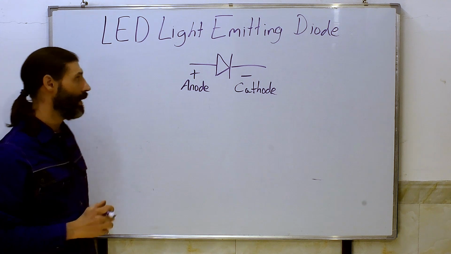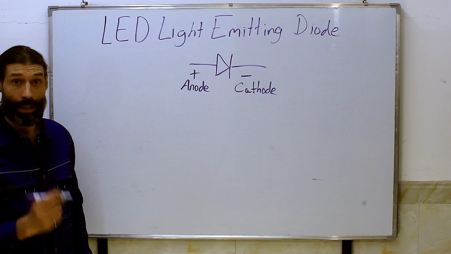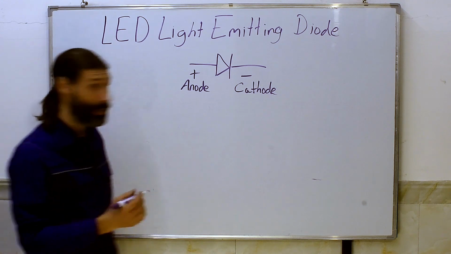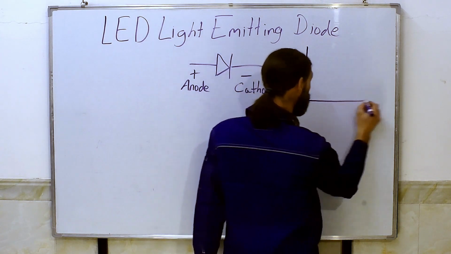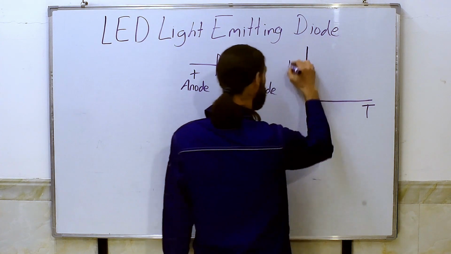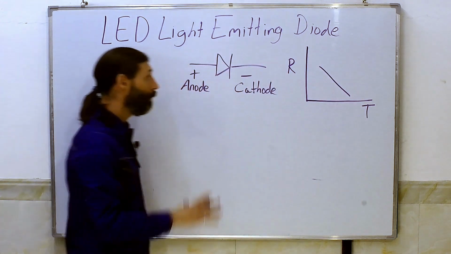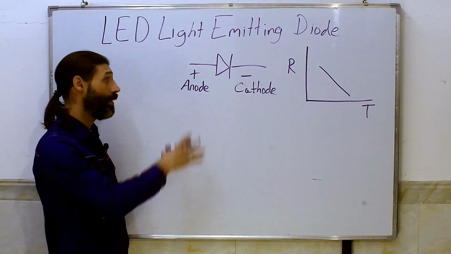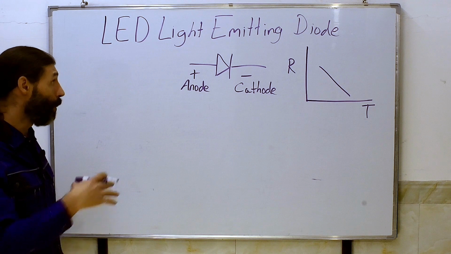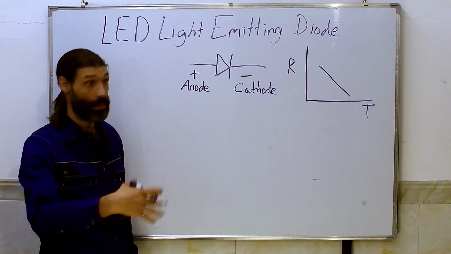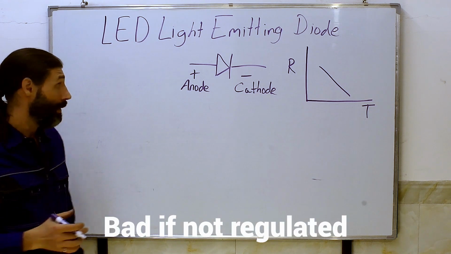One property of semiconductors that differs from metals is that the resistance of a semiconductor goes down with increasing temperature. So if you remember, with the metals, we have an increase in resistance with the increase in temperature. But here, with semiconductors, the resistance goes down with temperature. Now that means that the more power it uses, the hotter it gets, and the more power it uses, which is really bad.